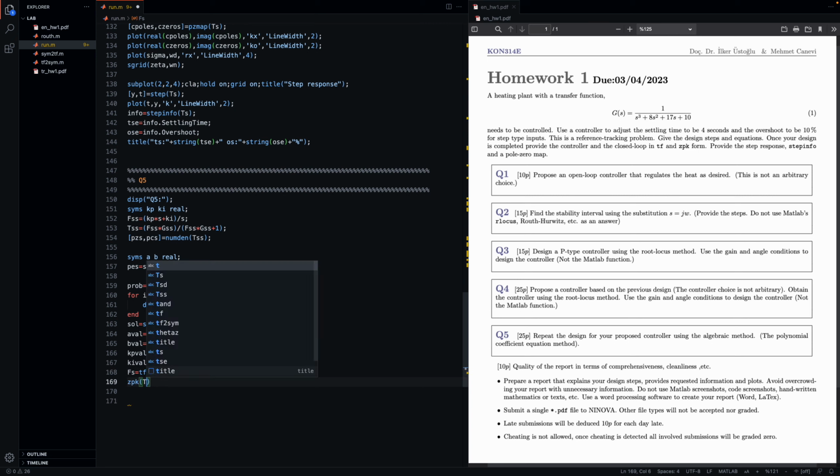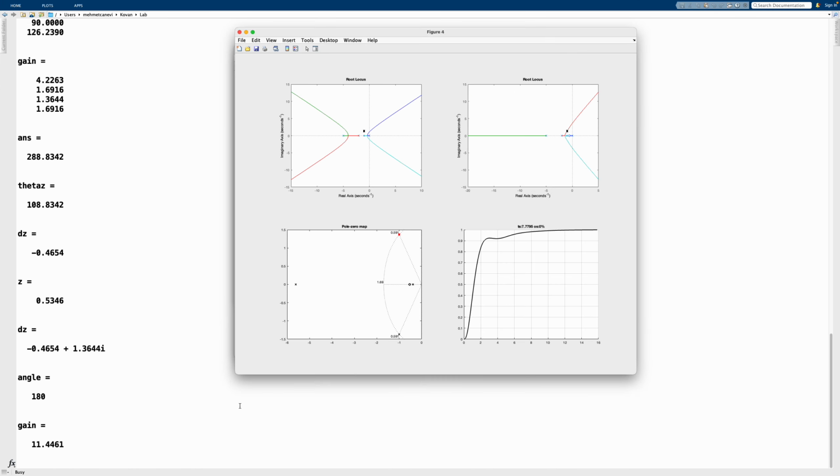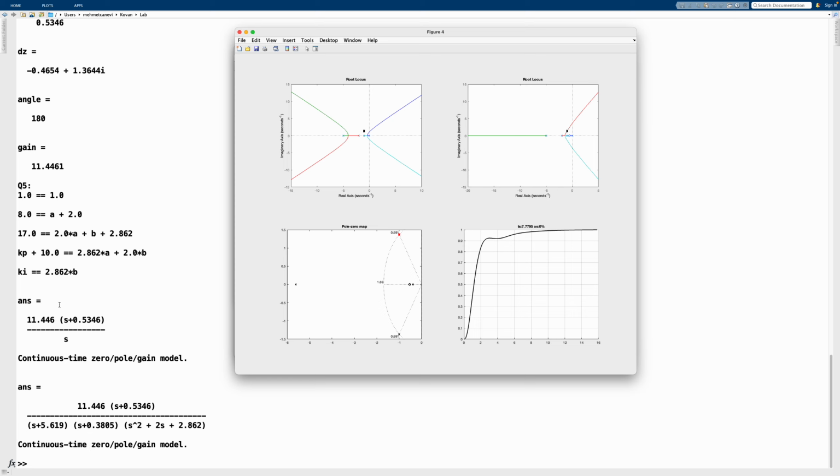We could also show the ZPK form, and then ts is going to be feedback fs times gs, 1, and then again ZPK TS. So there we go. We can see that the location of the zero is again the same, 0.5346. The gain value is the same, and our closed loop transfer function ZPK form looks the same. We have the desired pole, we have the almost cancellation, 0.38 and 0.53, and then a faraway pole, 5.619, which are all shown in this pole zero map.